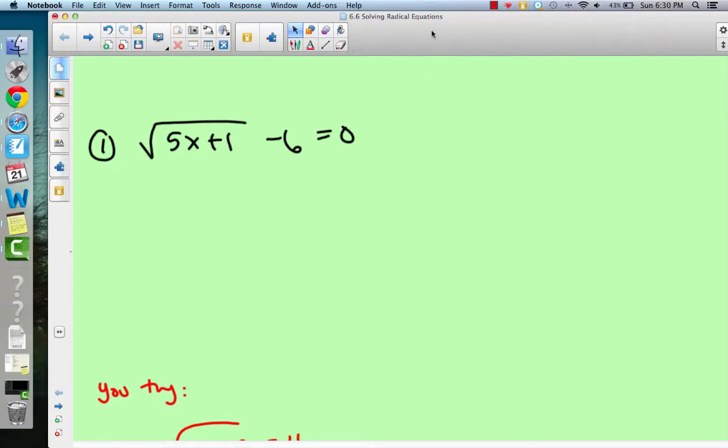Hey guys, welcome to the last section of chapter 8. This is going to be basically taking all of our rules from radical functions and applying it to an equation where we have to solve.